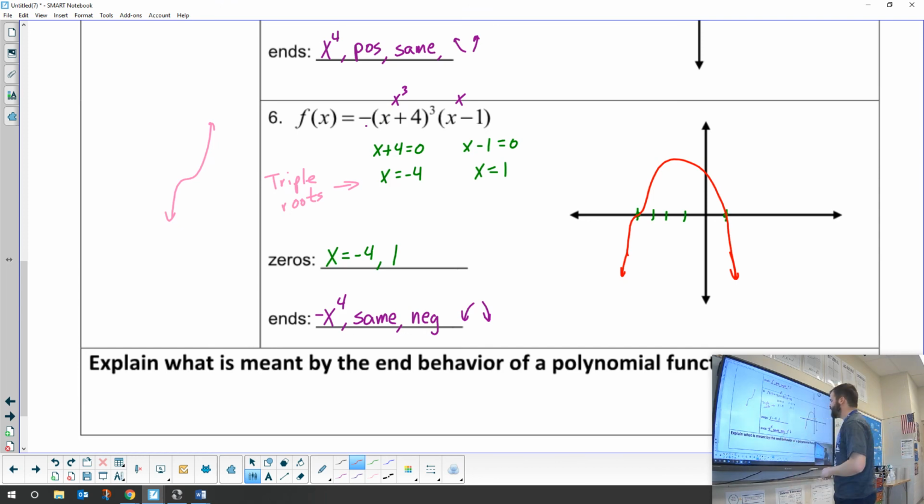All right, explain what is meant by the end behavior of a polynomial function. That's just where my arrows end at the end. So you're both down, both up, one up this way, or one up this way. All right?